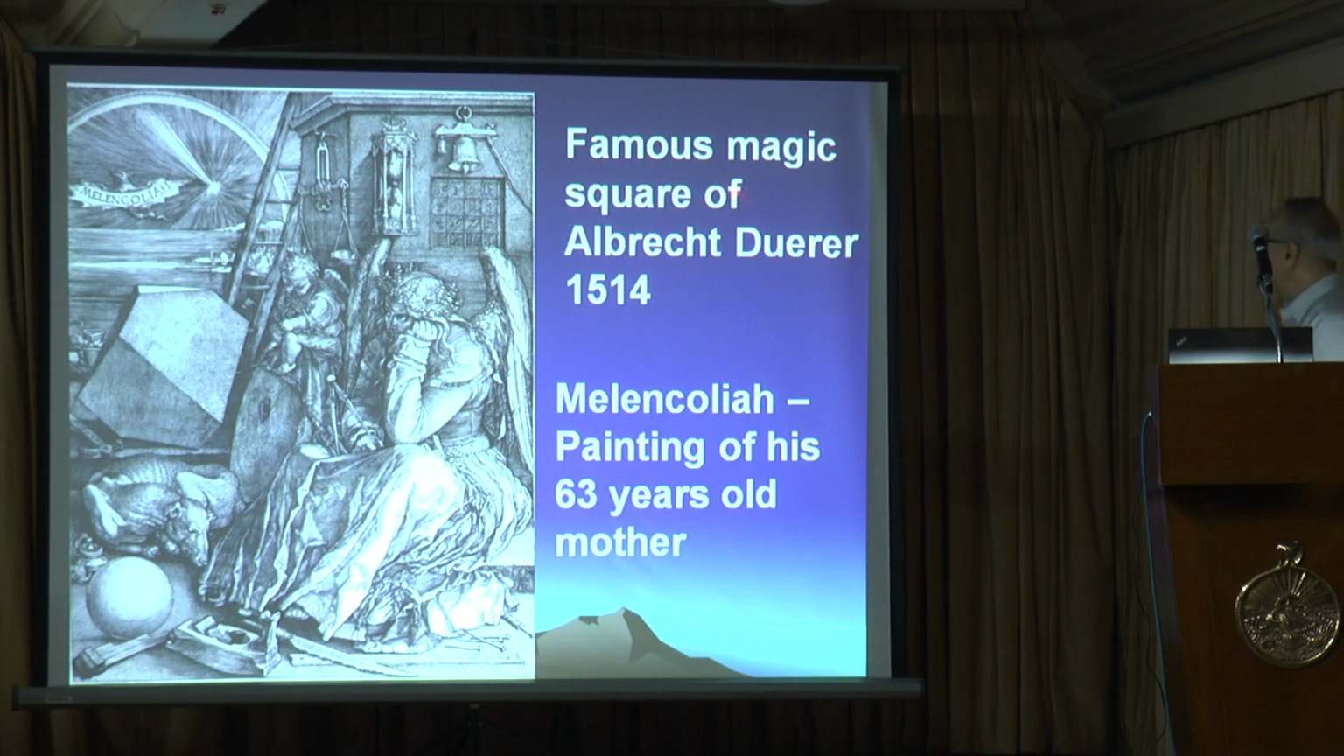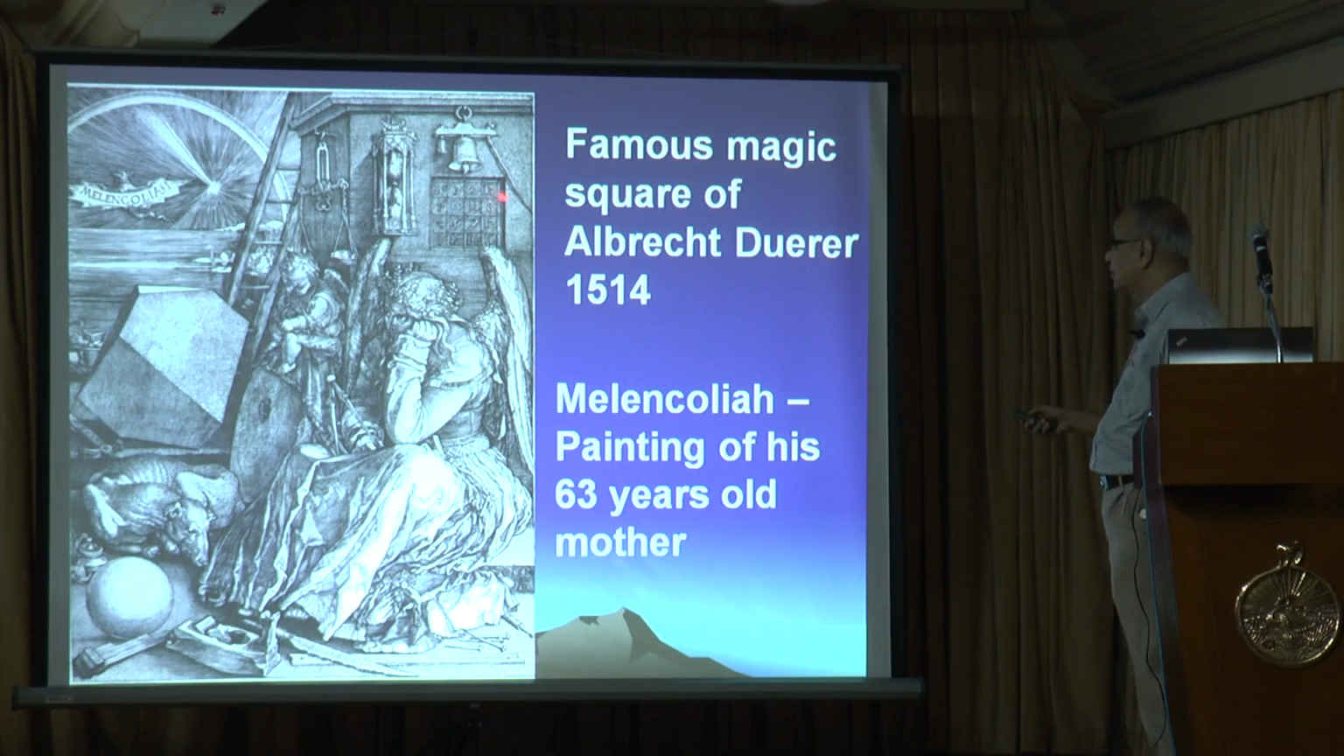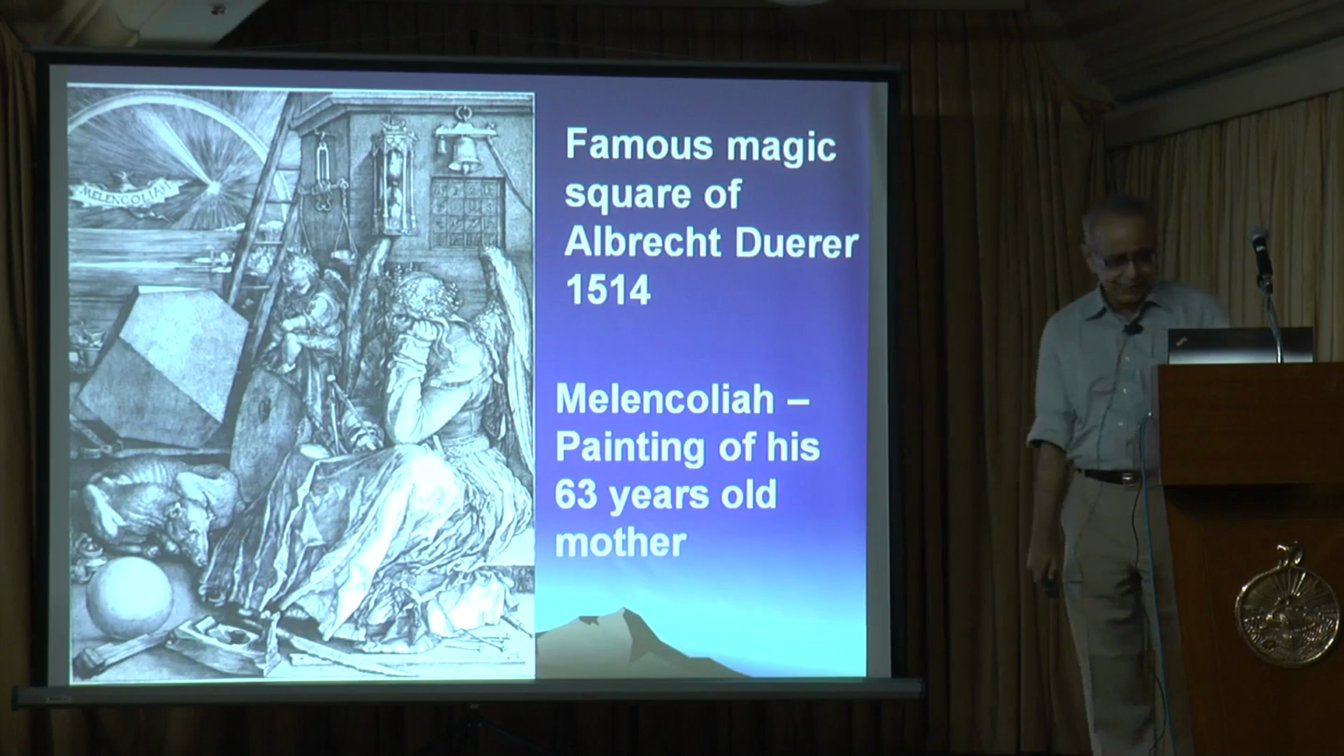In 1514, he found a magic square, and then he drew one picture which is called Melancholia. This is a painting of his 63-year-old mother, and probably from a distance you can see or not, I don't know. Here is a 4 by 4 magic square. This is a wooden work in his house, 4 by 4 magic square. Because he was so proud of this magic square, he included it in his picture. Why? Let us see that.